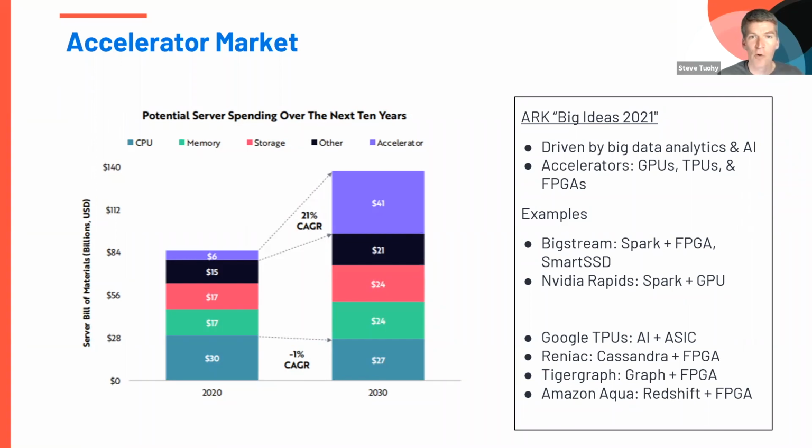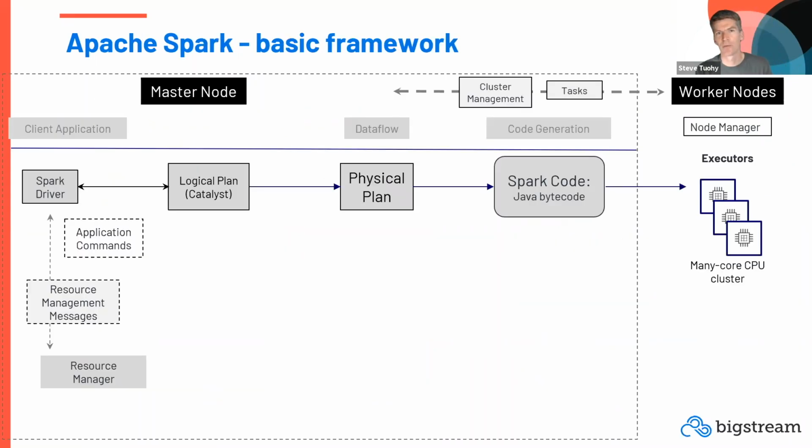I want to shift back over to how it works, right? This is a somewhat simple diagram of how Spark works without Bigstream. And I want to go through this to emphasize how we can deliver this seamlessly. We are not getting in there and mucking up Spark.